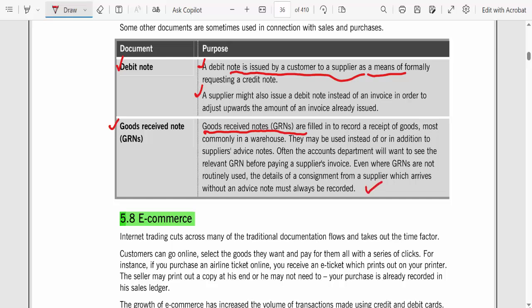It's an essential document in the purchasing and inventory management process as it helps to maintain accurate records of the quantities and condition of items received. The GRN acts as an internal record, confirming that the goods listed on the purchase order have arrived. It also allows the accounts department to match the goods received with the supplier's invoice before processing payment.